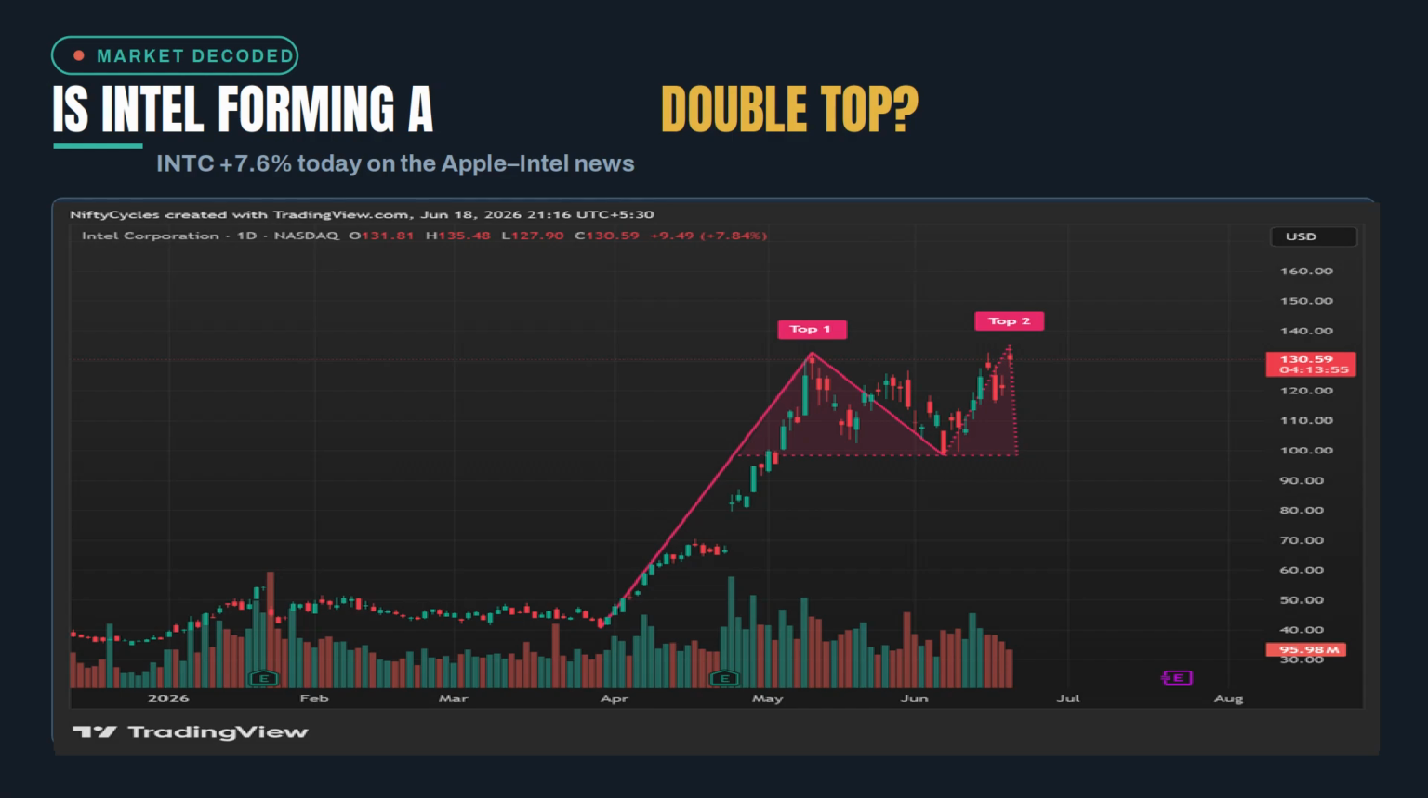Intel just jumped almost 8% today, and if you pull up the daily chart, you'll see two big peaks sitting right next to each other. A lot of traders are already calling this a double top and getting ready to bet against it.